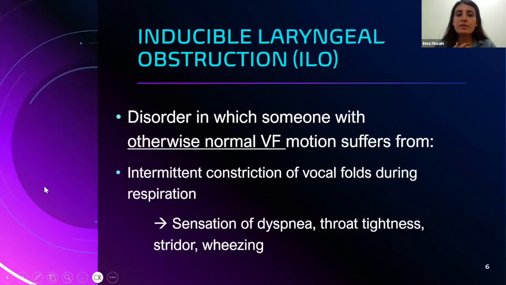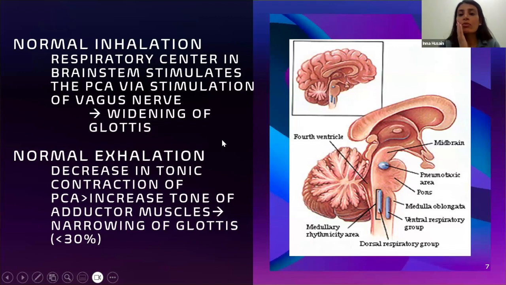Inducible laryngeal obstruction is essentially a disorder in which someone has otherwise normal vocal fold motion. At baseline, their vocal folds can open and close like they're supposed to, but this patient is having intermittent episodes where those vocal folds tighten or constrict when they're trying to breathe. When this happens, it gives a sensation of shortness of breath. They may also complain of throat tightness, breathing through a straw, and some version of noisy breathing, such as stridor or wheezing. Now, when we think about normal vocal fold function, we have to remember that there are normal patterns that happen physiologically.